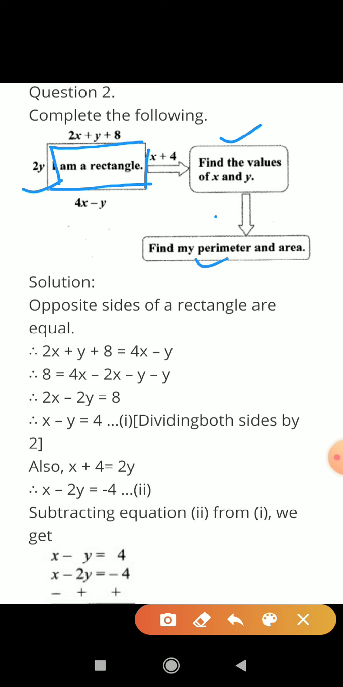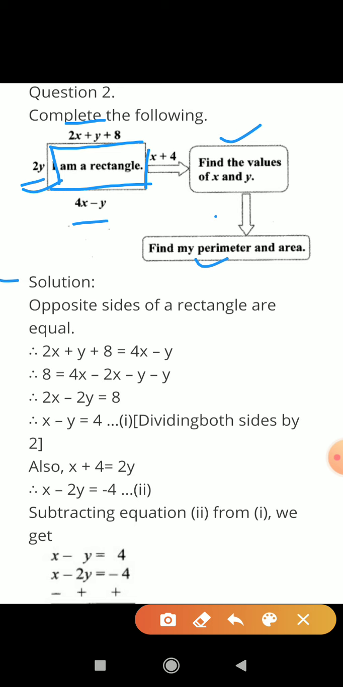So as this is a rectangle, we have to find the perimeter of the rectangle and the area of the rectangle. Okay, so see the solution. Opposite sides of a rectangle are equal. Now we know this theorem about the rectangle. The opposite sides of a rectangle are always equal. That is, this side 4x minus y, and this upper side 2x plus y plus 8. So these two sides should be equal, and these two sides 2y and x plus 4 should also be equal.